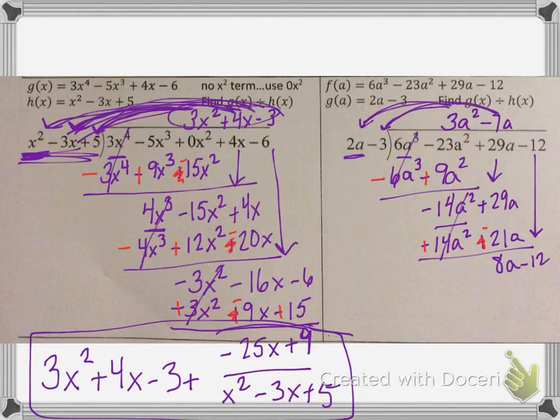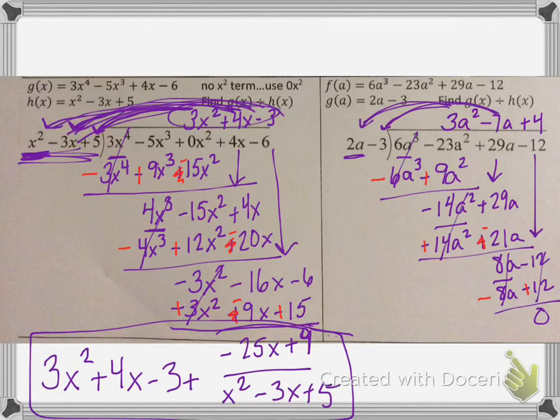So 2a times what gives me 8a? Well, that'd be 4. Take my 4 and distribute it. 4 times 2a is 8a. 4 times negative 3 is negative 12. Change my signs. Hopefully you're noticing something here. When I change those signs, what happens? They both cancel out. What does that mean? It means I have a remainder of 0. That means it goes in nicely.